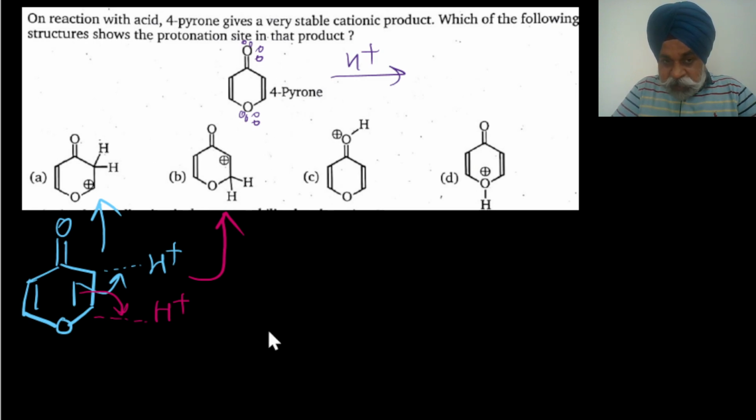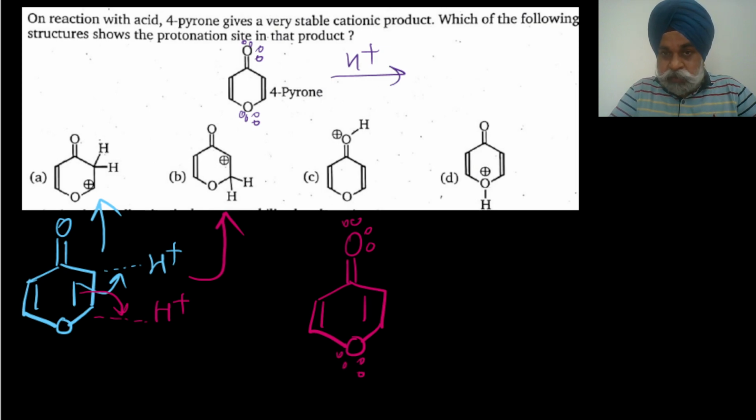Or they have attacked onto the lone pair of the oxygen, which is this one. Because I have two oxygen atoms here, if H positive attacks the lone pair here, then you would get a bond formation here. So which way should it go?